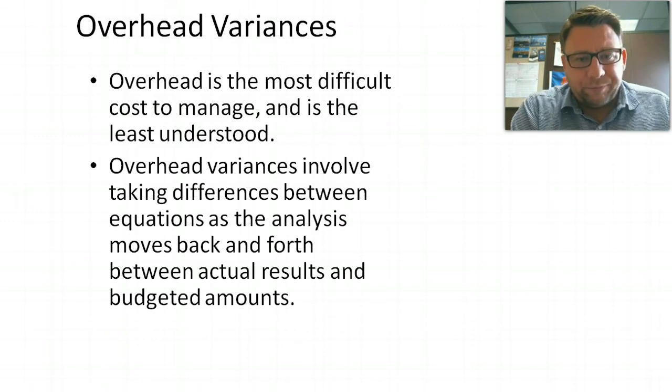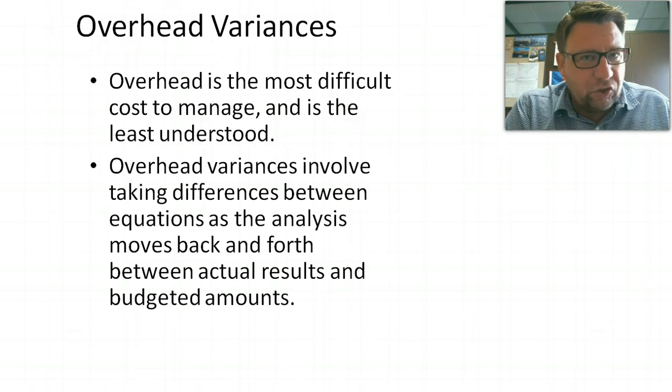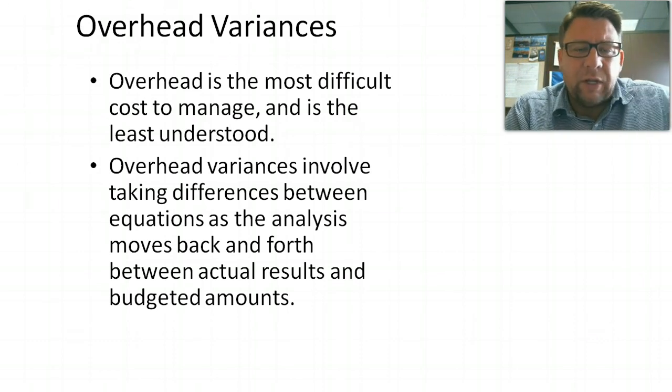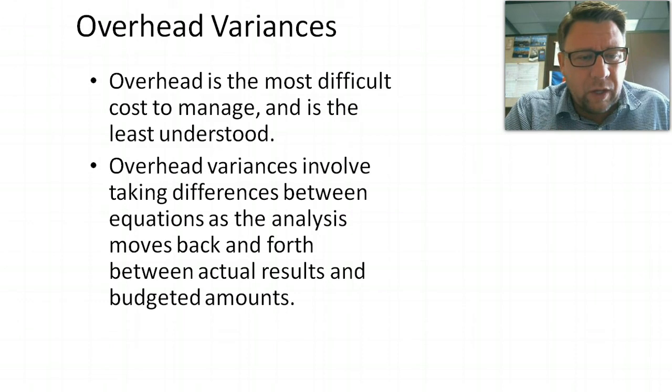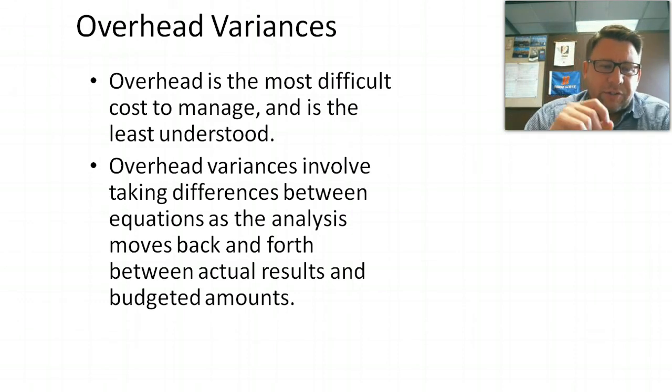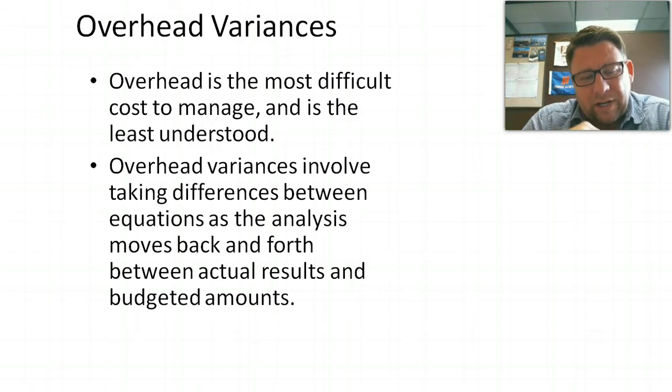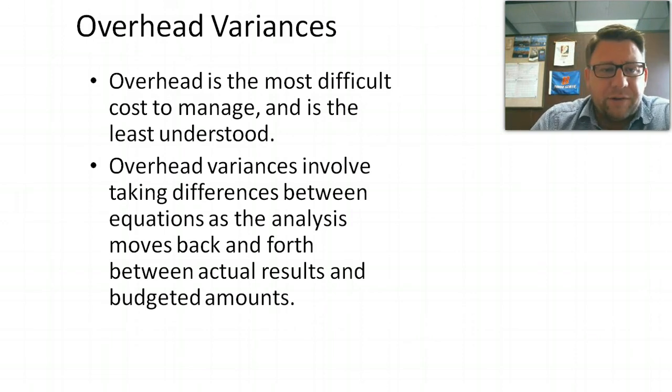Okay, so overhead is the most difficult cost to manage. It's usually a pretty big bucket of costs, and it's also the least understood because in part there's a lot of different things that cause overhead to happen. It's not just one thing. And so when we're doing overhead variance analysis, we might work back and forth to try to help explain what caused the variances.